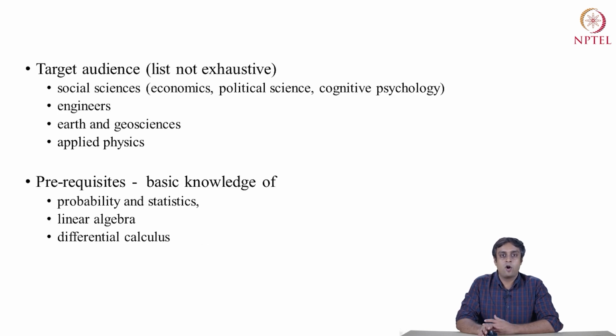As far as the target audience of this course is concerned, this course will be useful for a broad range of academicians. Economists, political scientists, cognitive psychologists, engineers, earth scientists, and applied physicists can all utilize the methods taught in this course. The course will use a basic knowledge of probability and statistics, linear algebra, and differential calculus. However, wherever these concepts arise, we will introduce them in detail.